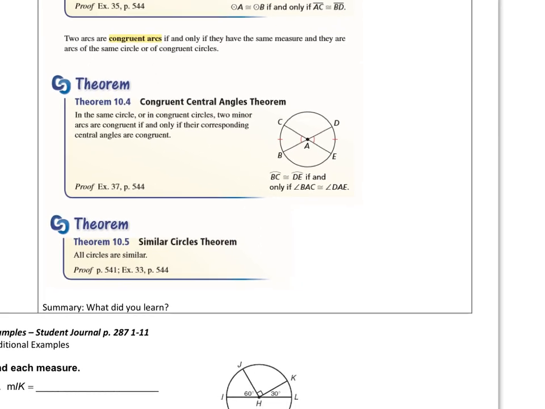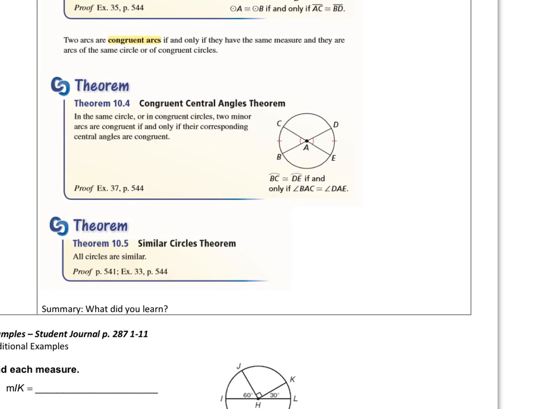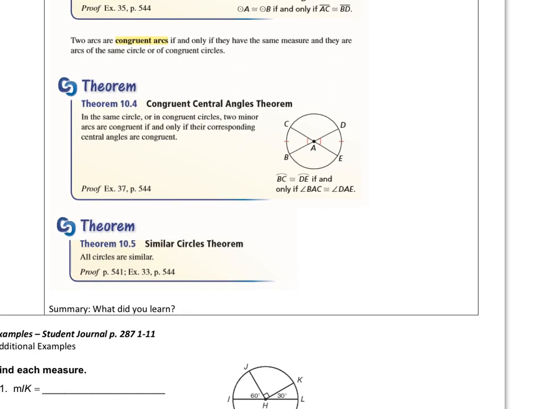Congruent central angles theorem. In the same circle or in congruent circles, two minor arcs are congruent if and only if their corresponding central angles are congruent. So it's basically what we had just said. These two arcs are congruent if and only if these two central angles are congruent as well. And similar circles, all circles that we talk about will be similar. Just like if we had similar triangles, we have similar circles. They don't have to have the same radii, but every circle will be similar.